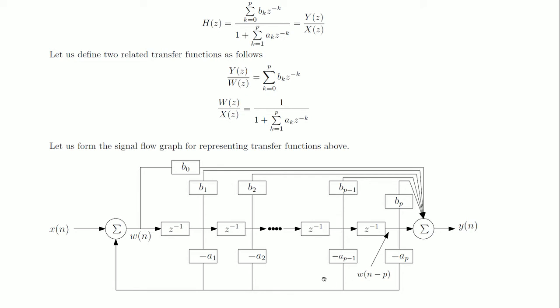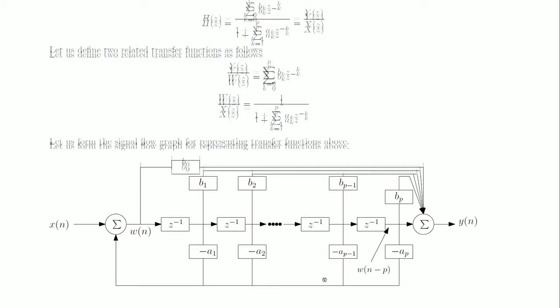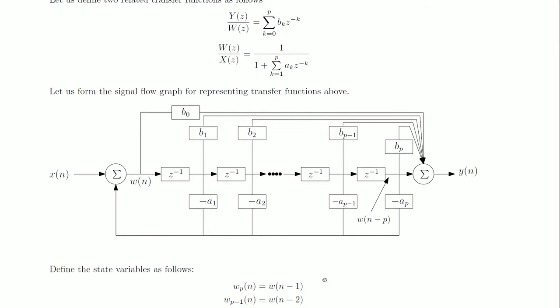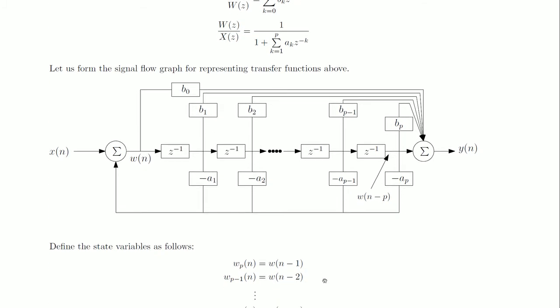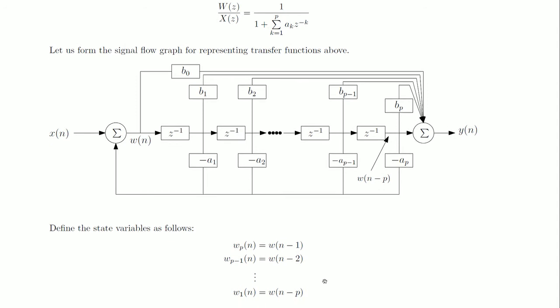Now, what we need to do is to formulate the state variables. So, the first observation that you need to make is the following. You have the signal w of n here at the output of the summer, and after p such delay elements, this signal here is w of n minus p, right. This is straightforward. Now, let us start formulating the state variables.